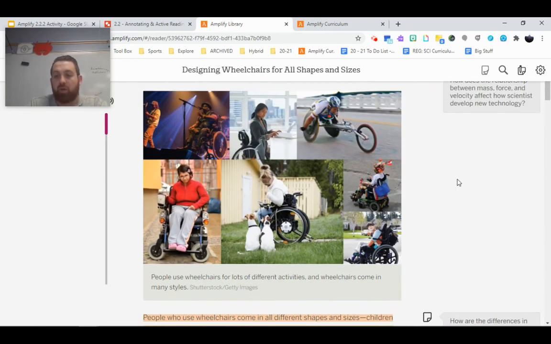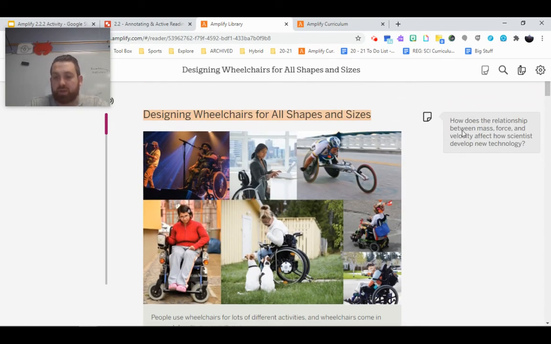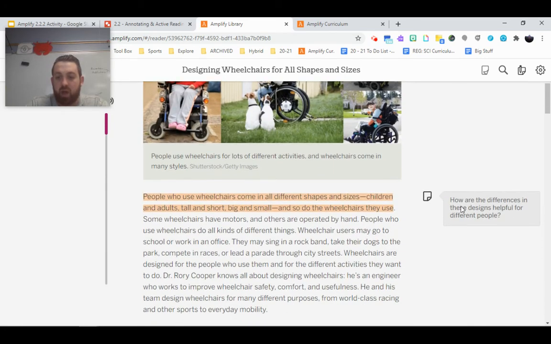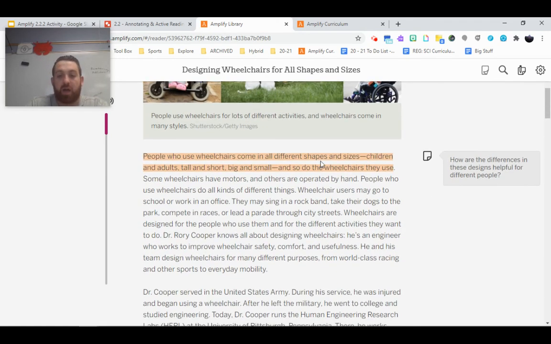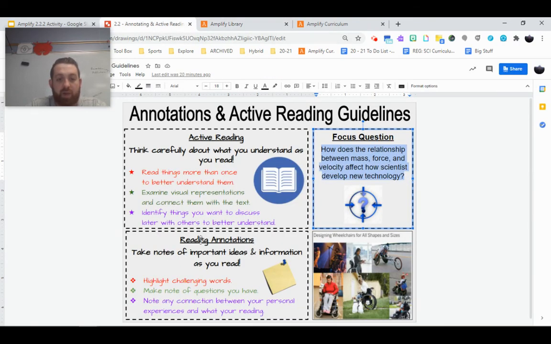Now I might look at my focus question and say, okay, how does this relate to this one? How does the relationship between mass, force, and velocity affect how scientists develop new technology? Okay, well, how are these differences in these designs helpful for different people? I'm looking at this idea of how they're developing this new technology, so that I can have a better and deeper understanding. I'm highlighting the section with my question, and now I've done my annotating, at least one part of my annotating.